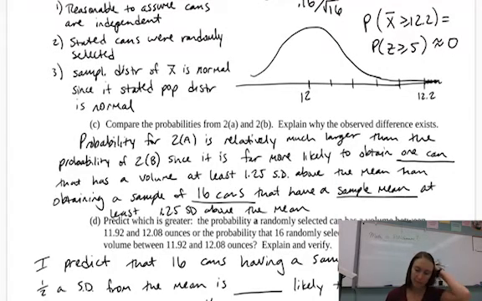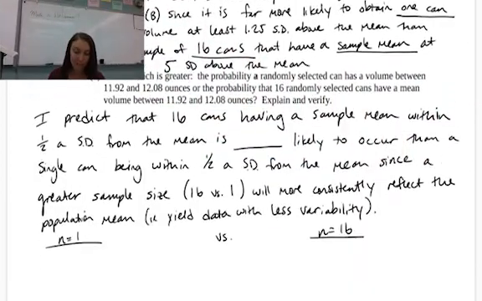Now compare the two probabilities, explain why the observed difference exists. So the probability for 2A is relatively much larger than the probability for 2B since it is far more likely to obtain one can that has a volume of at least 1.2 standard deviations above the mean than obtaining a sample of 16 cans that has a sample mean of at least 1.25 standard deviations above the mean. And then this 1.25 standard deviations above the mean, it gets a little tricky because now the standard deviation of my sampling distribution isn't 0.16 anymore. So we're not actually 1.25 standard deviations above the mean. So I'm actually going to change that. You're actually 5 standard deviations above the mean at that point, which is crazy. So really, really rare.